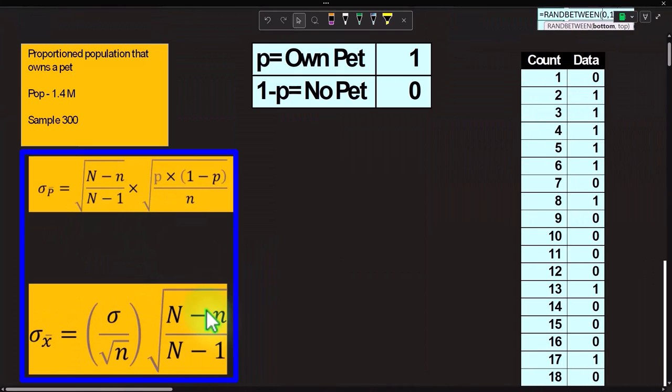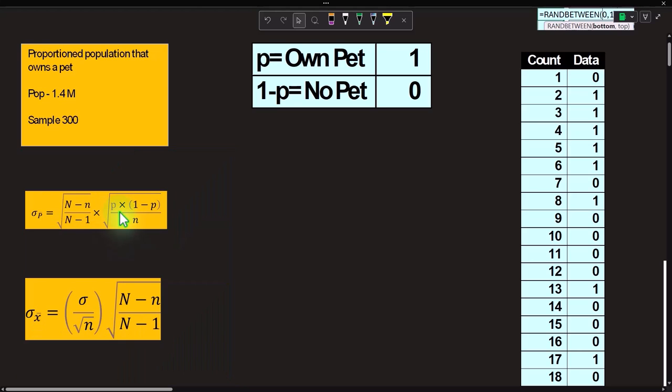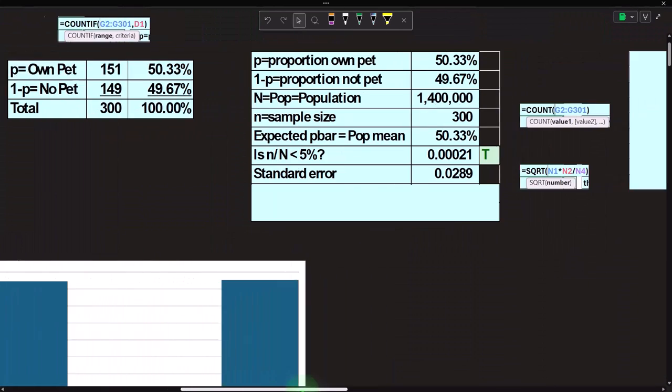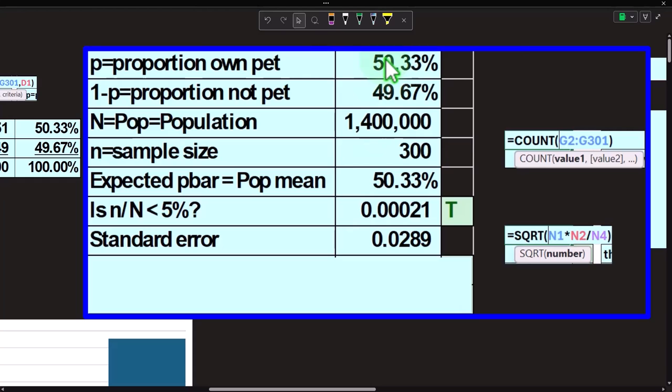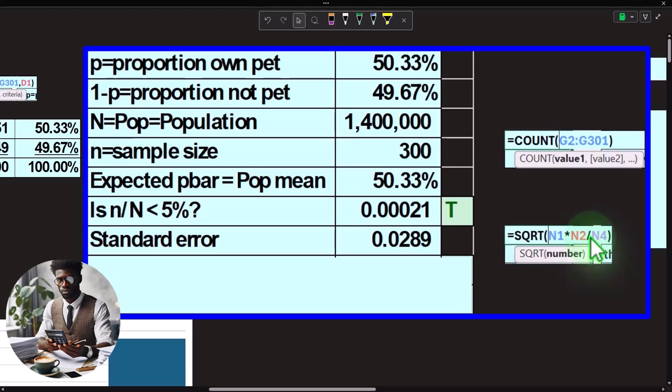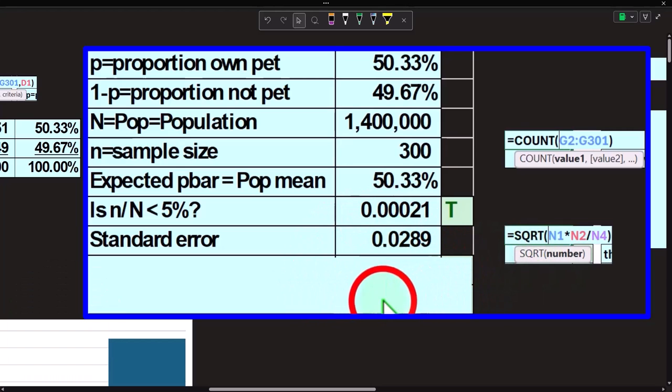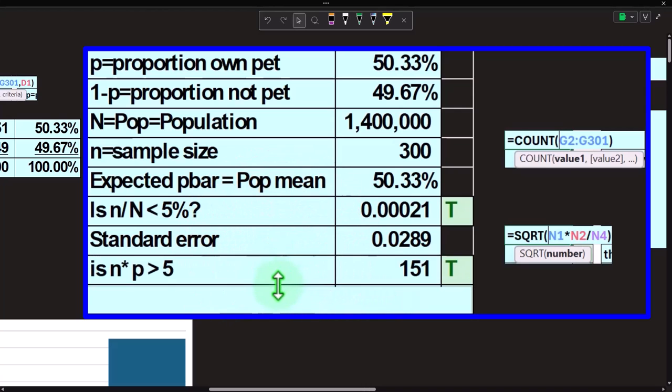So that's now, instead of using this formula, which is if it wasn't binomial, we have to use this formula, which is simply going to be P times 1 minus P, the percentage of each option, divided by N, and we're taking the whole square root of that. So we have those numbers here. Here's going to be P that we can plug in, 1 minus P, divided by N, which is the 300, and we took the square root of that entire thing, and that gives us basically our standard error of 0.0289.